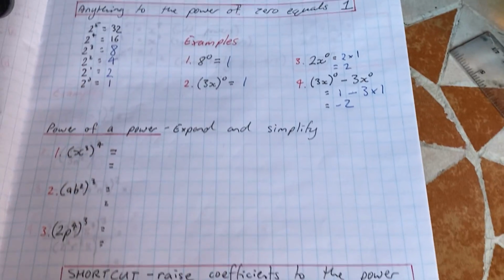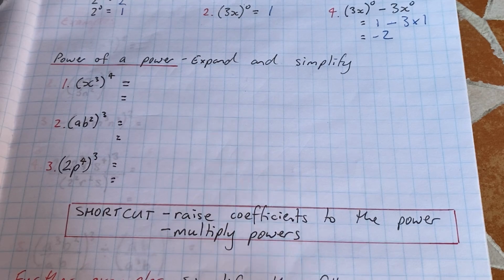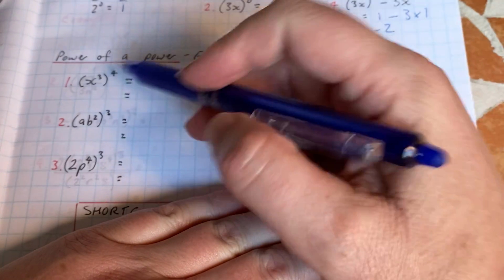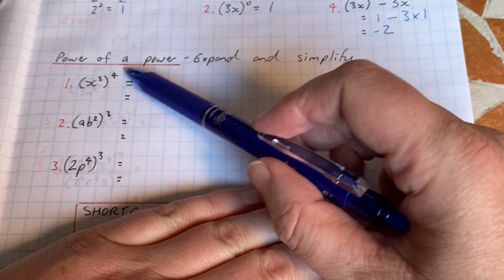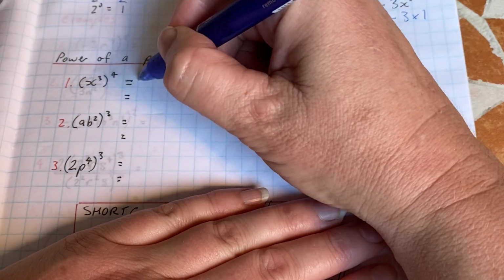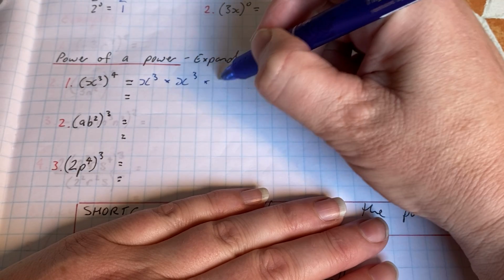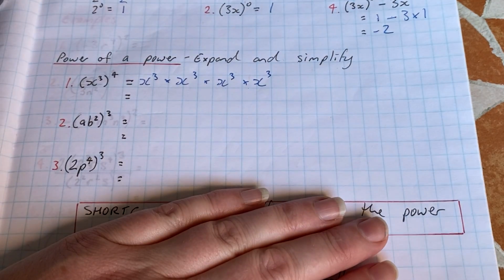Okay, power of a power, so that's where you've got these brackets here. Now there is a shortcut. Let's just ignore the shortcut for now and just expand and simplify. So x cubed to the power of 4, when something's raised to the power of 4, we write it 4 times, multiply it by itself. So x cubed times x cubed times x cubed times x cubed.